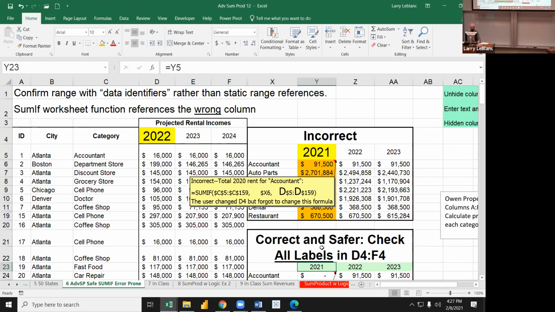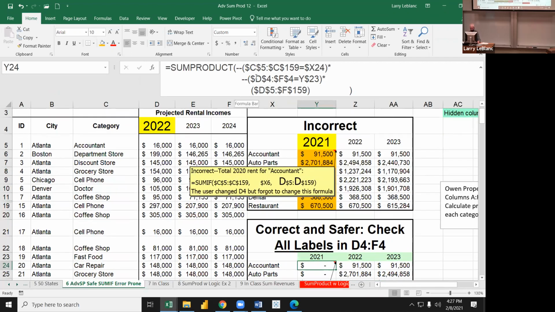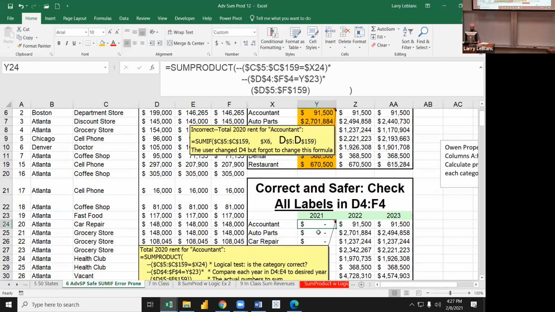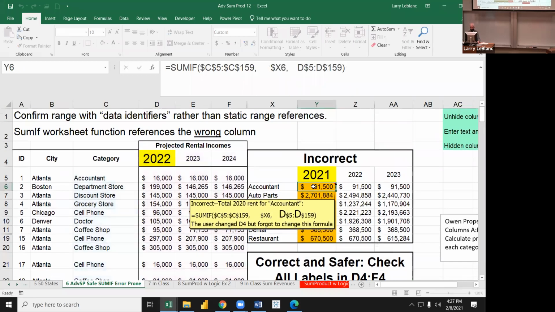Over here, if I forgot to update the label, our formula says the sum product of column C equals accountant or something like that. Star row 4 equals Y23. That's 2021. Excel can see there is no 2021 data over here. So it correctly tells me 0. In the simpler way, it gives me simply wrong numbers.